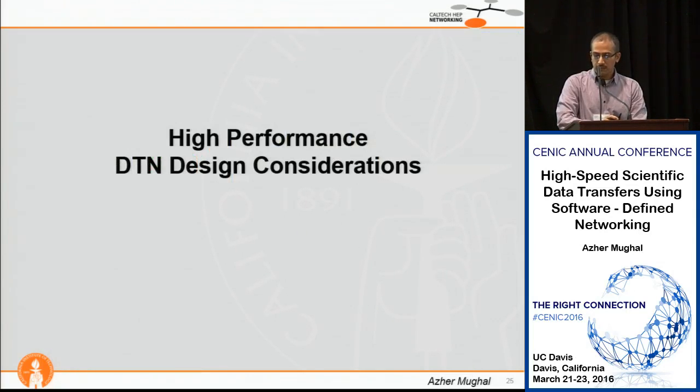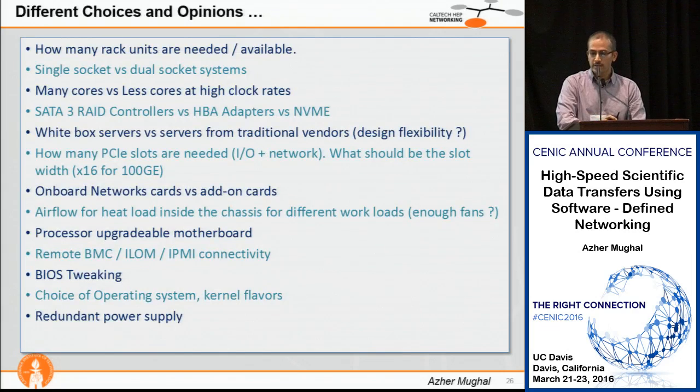So I thought it might be interesting for the PRP over here and other discussions how one can design DTNs which can really exploit the PRP backbones. There are different choices and opinions when you want to design such a system. For example, if you are constrained in the rack space, then how many 1Us do you need? Do you need a single socket or a dual socket, meaning that one NIC cannot be handled by a single socket, or you definitely need 2 sockets for that.